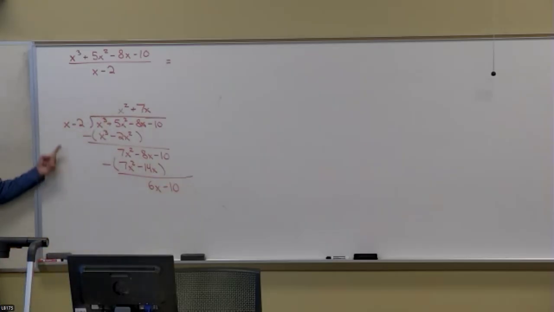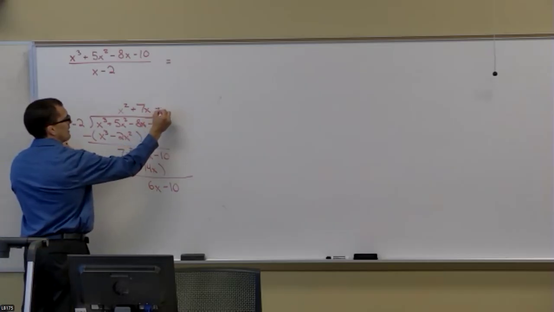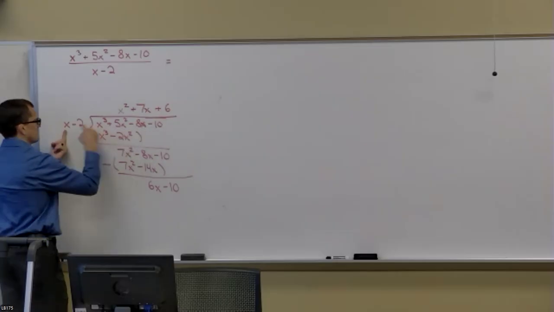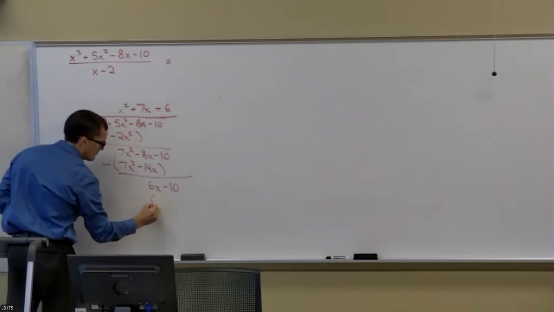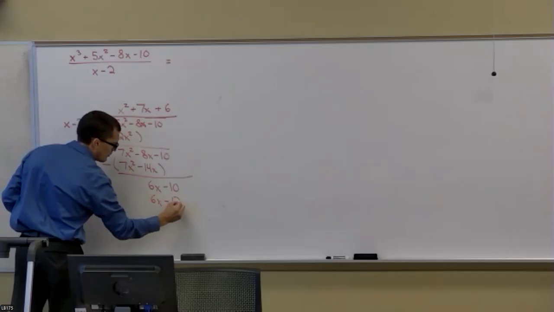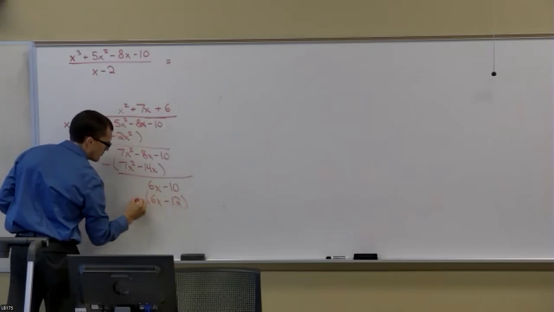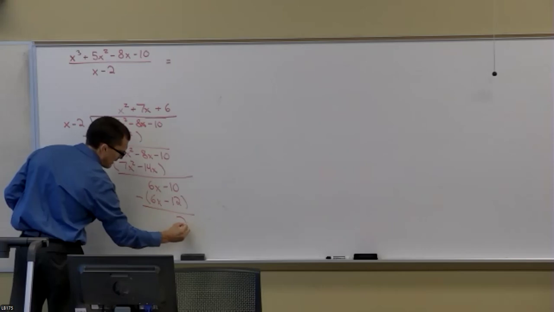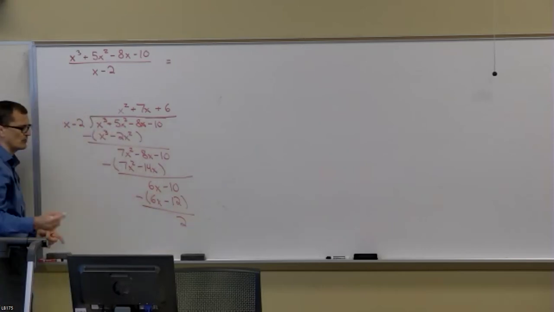And then I ask, what do I need to multiply by to get 6x? I need to multiply by 6. So that's a positive 6. 6 times x minus 2 is 6x minus 12. Subtract that, and we end up with a positive 2. Negative 10 plus 12 is positive 2.